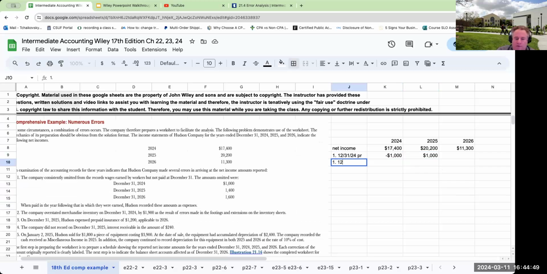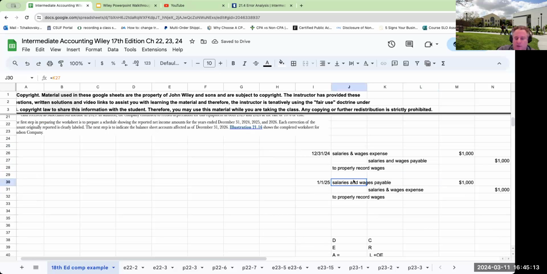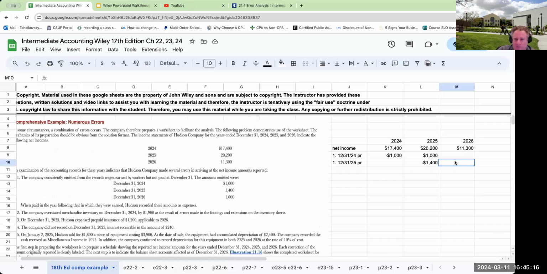For number one, 12/31/25 payroll. For 2025, again, I need to record this adjustment. So I'm going to show 1,400, because it's going to lower my net income since I'm doing a debit to salaries and wages expense. But this is going to reverse in the following period. Lastly, 12/31/26 payroll. This is going to show a decrease of 1,600.